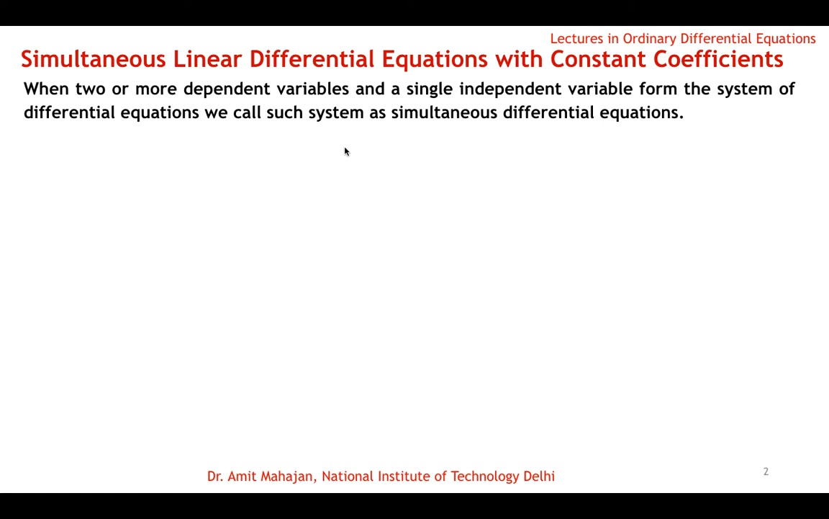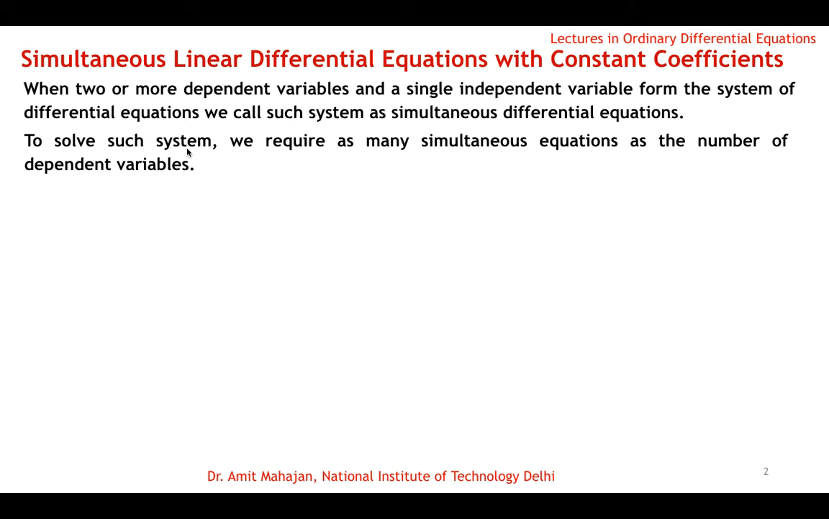Then such a system is simultaneous differential equations, and to solve such a system we require as many simultaneous equations as the number of dependent variables. That means if you have two dependent variables, then we require exactly two simultaneous equations to solve that system. If you have three dependent variables, then we require three simultaneous equations to solve the system.